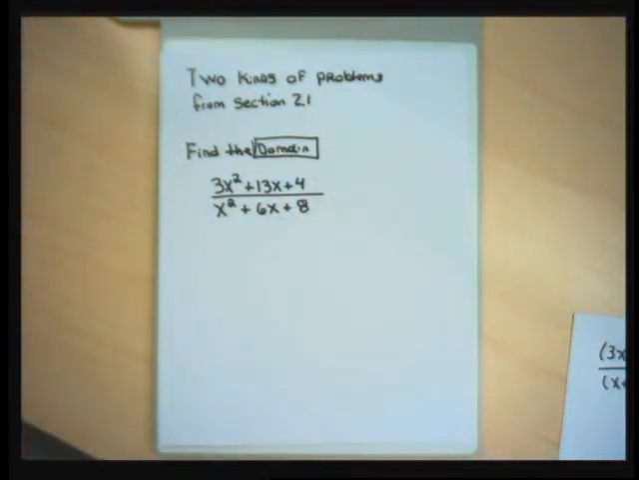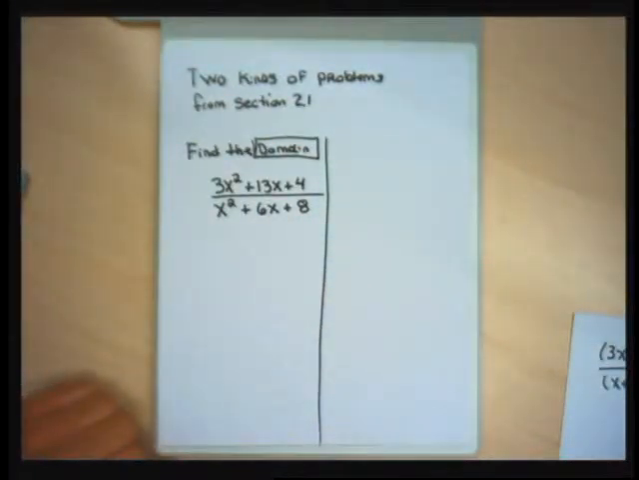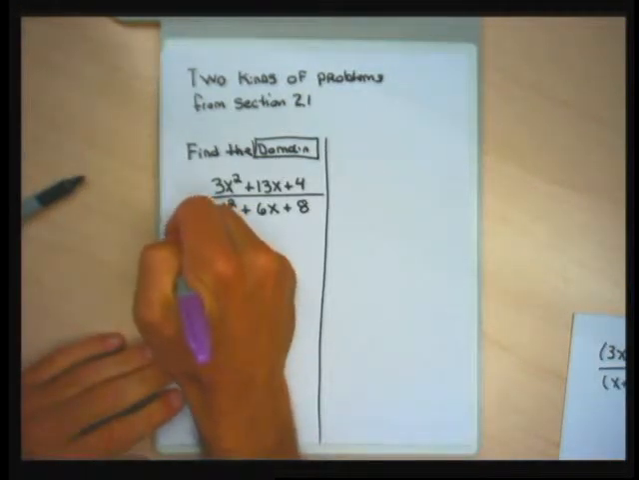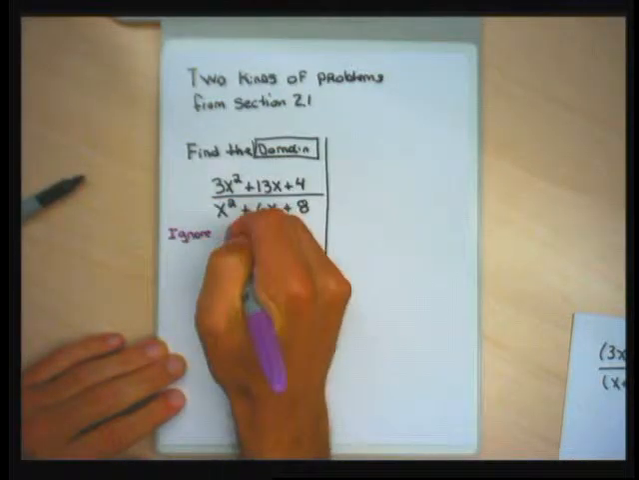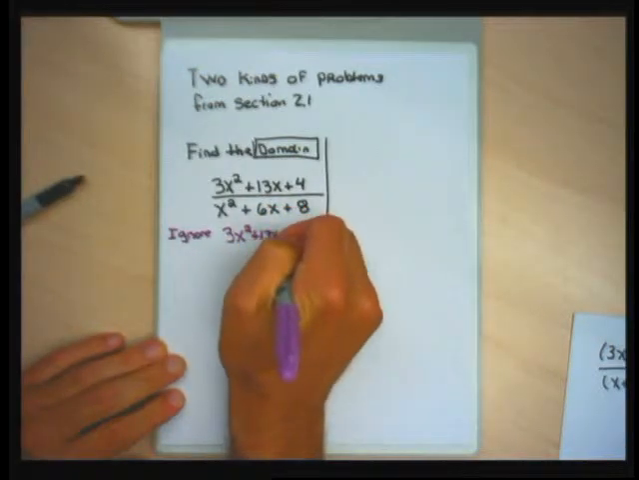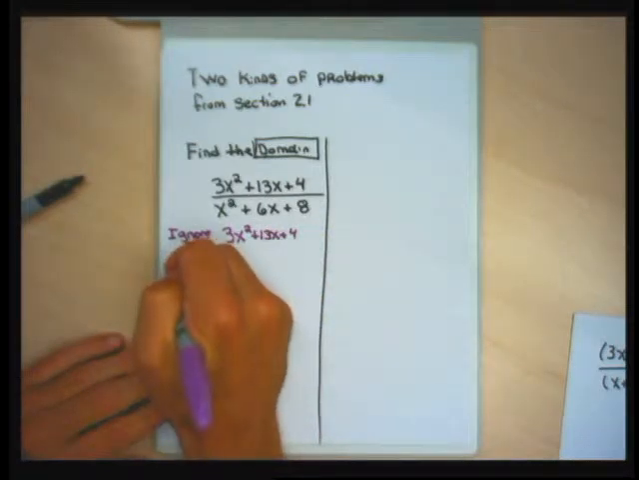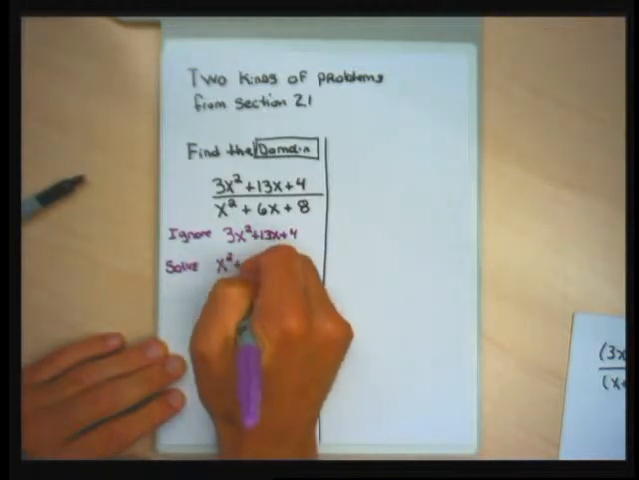It would be nice if you could pause the video and work this problem out and get to the correct answer. And I'll do it right here. So in order to find the domain of any fraction, the first thing I'm going to know is that I'm not going to do anything with the numerator. So I'm going to ignore the 3x squared plus 13x plus 4, which is the numerator. And I'm going to solve the denominator equal to 0.